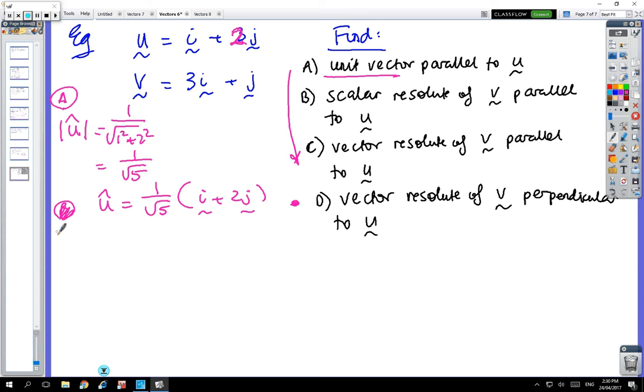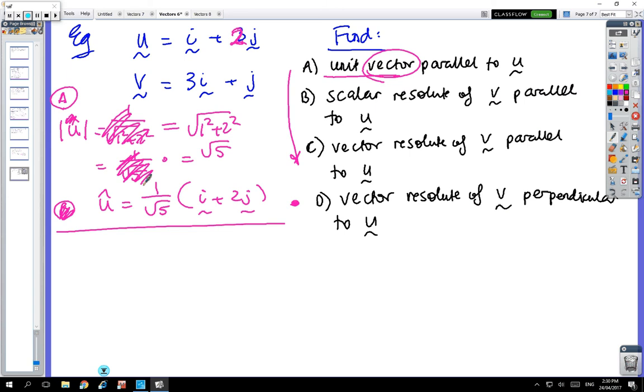Because it's a unit vector, I had to find the magnitude, the size of it, and then I go 1 over it. So the size of u is the square root of 1 squared plus 2 squared, which is root 5, and then the unit vector is 1 over root 5. Sorry about that, I'll try to remind you that I've made a mistake there.